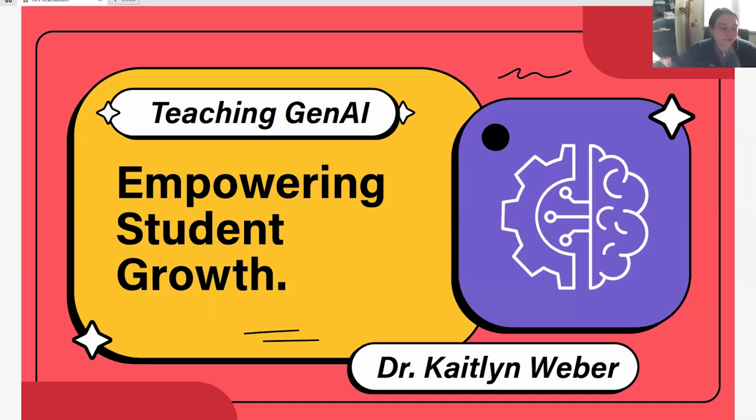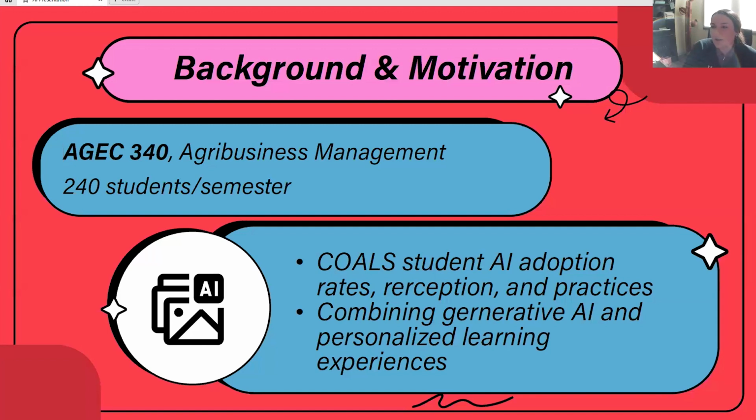Perfect. Thank you for that introduction. I really appreciate it. So to dive right in, what my Hear from Peers session and my generative AI project was this past semester with students was really all about empowering student growth. To give a little bit of background on what that looked like for me specifically: the course that I implemented this project in was our agribusiness management course. It's a junior level class in our department. It averages about 240 students a semester.